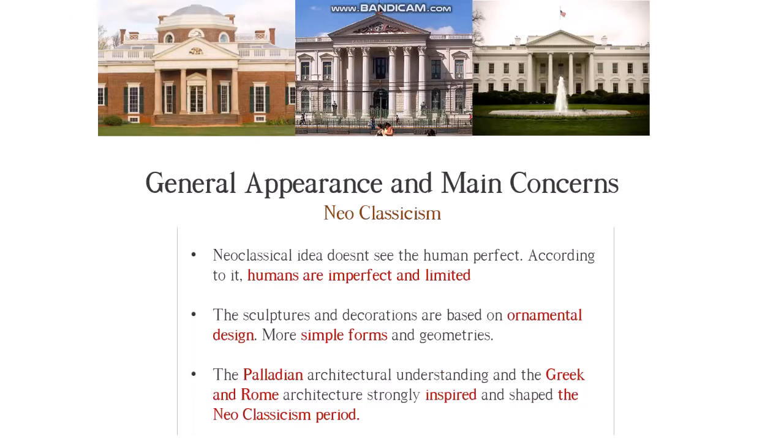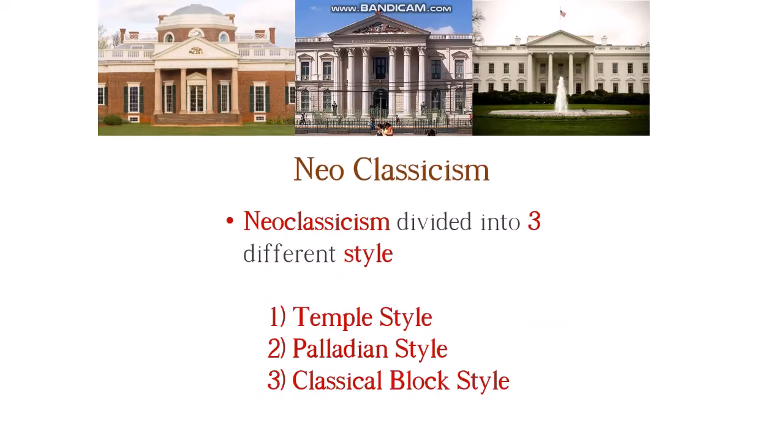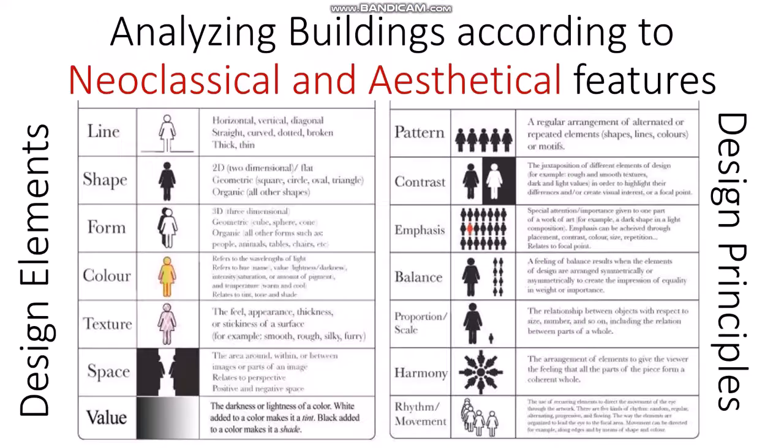Neoclassical thought doesn't see the human as perfect. According to it, humans are imperfect and limited. Also, more simple forms and geometric shapes were used. And as we said, Greece and Rome were the most inspiring styles for the neoclassicism period. It is divided into three styles: temple style, Palladian style, and classical block style.